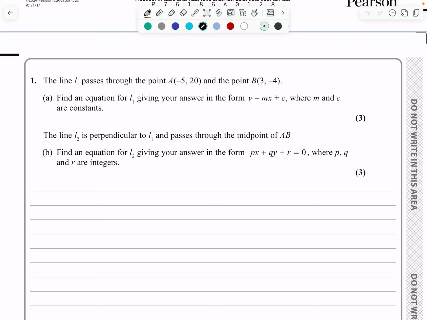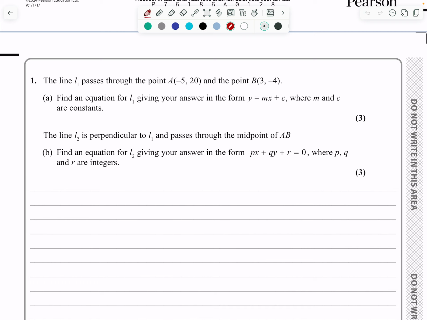Question number 1. The line L1 passes through the point A (-5, 20) and the point B (3, -4). Part A: find an equation for L1, giving your answer in the form y = mx + c, where m and c are constants. Part B: the line L2 is perpendicular to L1 and passes through the midpoint of AB. Find an equation for L2, giving your answer in the form px + qy + r = 0, where p, q, r are integers.